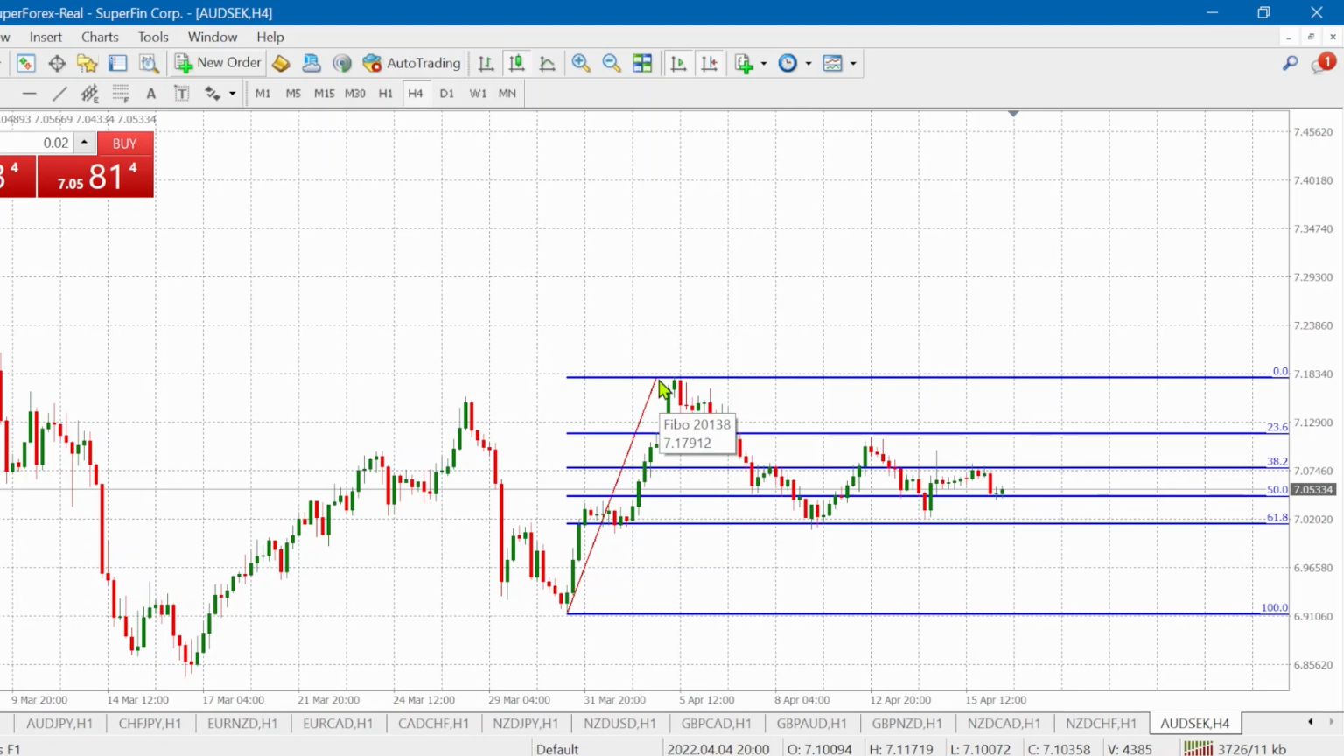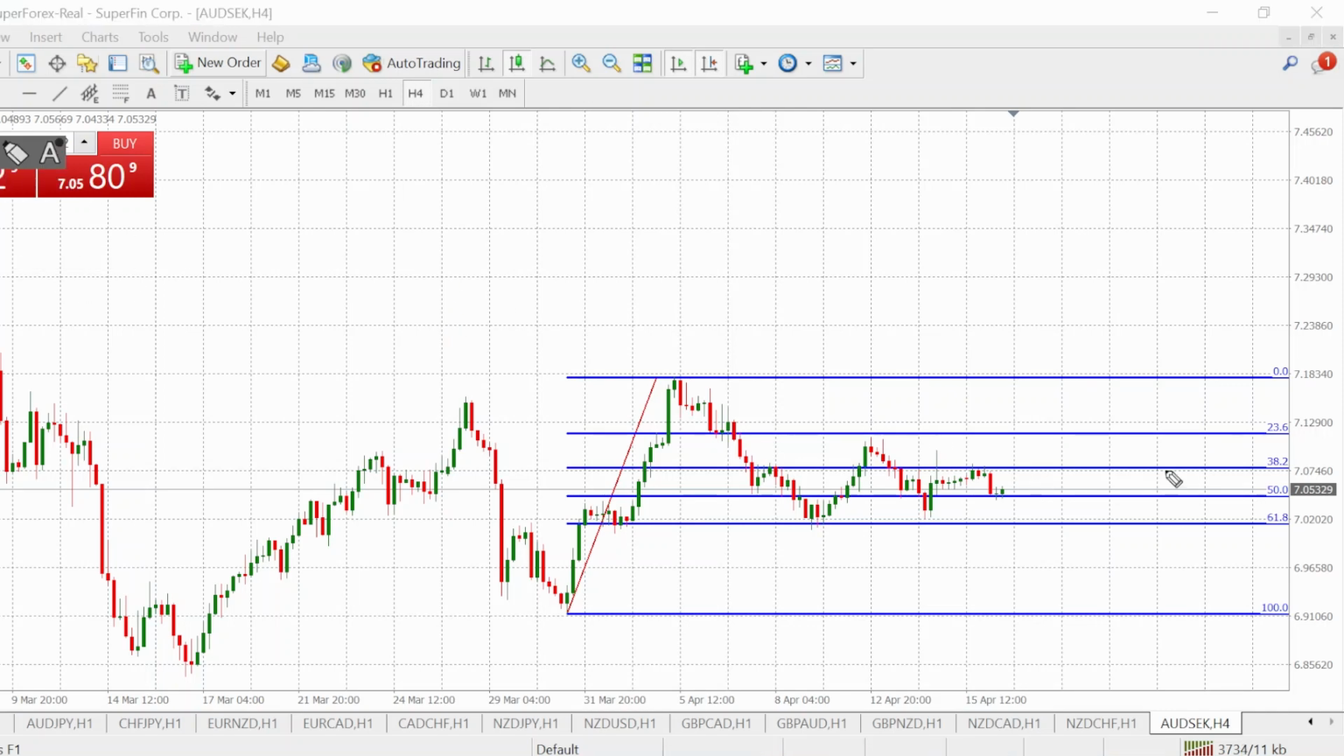The Fibonacci tool will provide us with price levels, these ones here, that will help us predict a pullback or breakout. And we will be focusing on three levels, which is 38.2, 50.0, and 61.8. Those are the three levels that we shall be focusing on today.